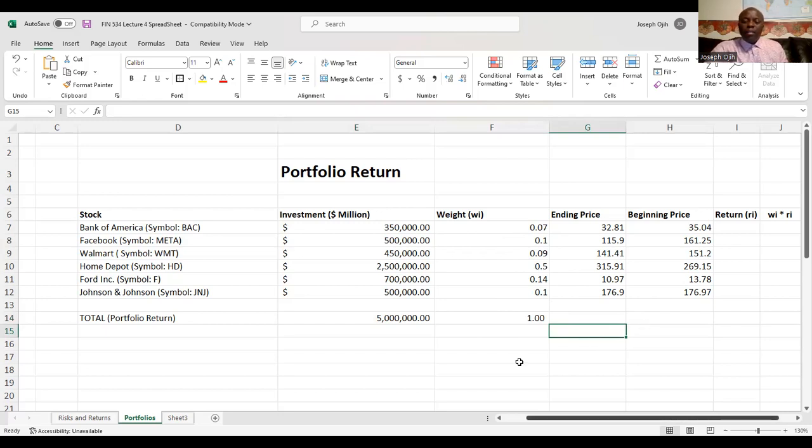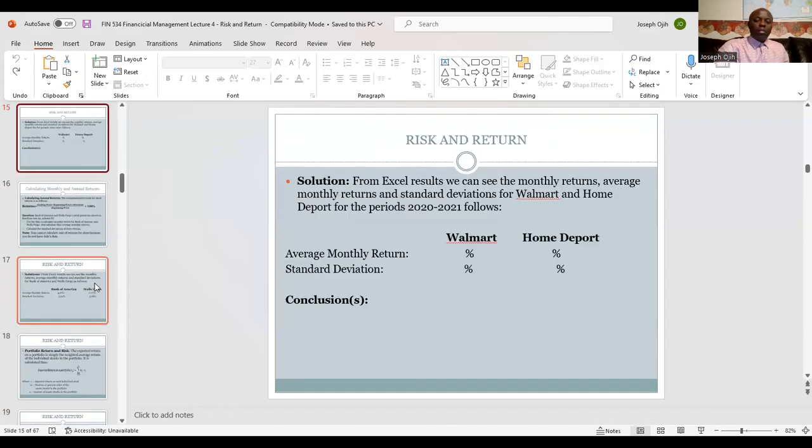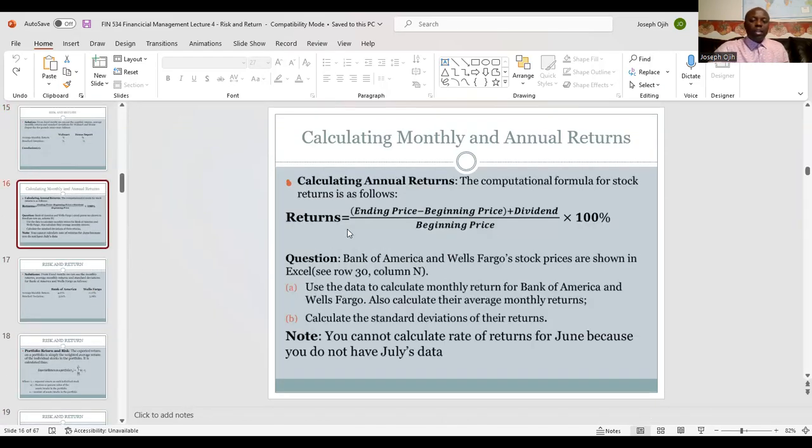If you remember, the formula for finding the individual return is this. Return is ending price minus beginning price plus dividend, divided by beginning price, times 100%. Now, because we use the adjusted closing stock price, we don't have to worry about dividends. So we're using ending price minus beginning price divided by the beginning price, times 100.